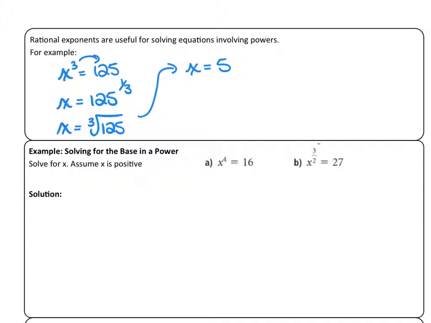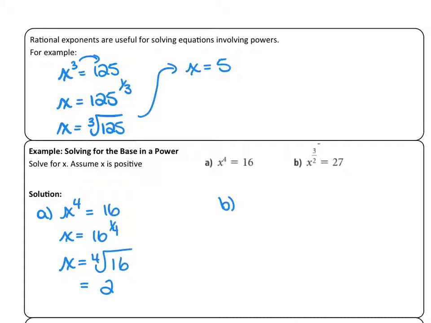Let's look at a couple more examples. We're going to solve for x, and we're going to assume that x is positive. So A says x to the 4 is 16. In order to move that 4 over, I'm going to make it 1/4. So I make it a fraction on the other side. So we'll take the 4th root of 16, and that is actually 2.